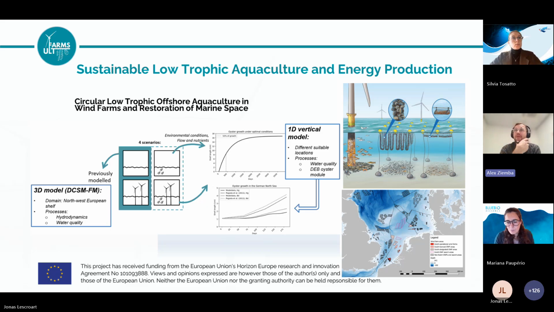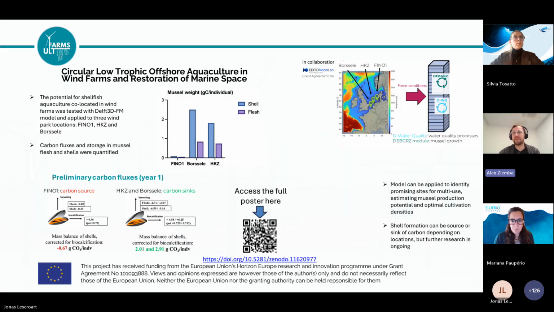Using process-based models and dynamic energy budget models, where could you optimally place such farms? What would the production potential be? And when scaling this, what will be the cascading effects, not only within the country's own EEZ, but your neighbor's EEZ?